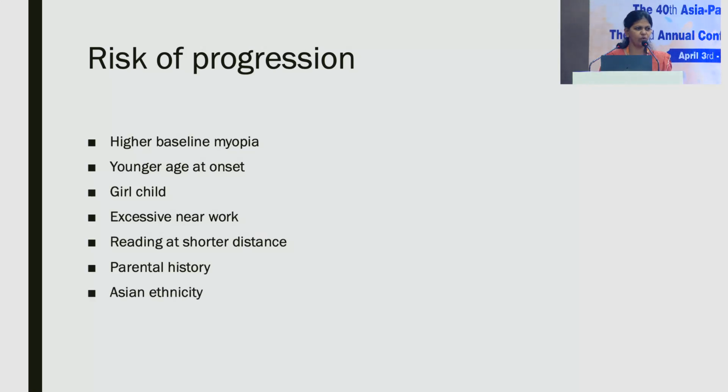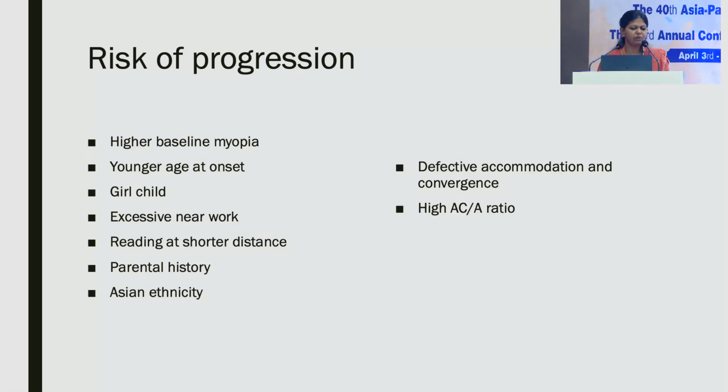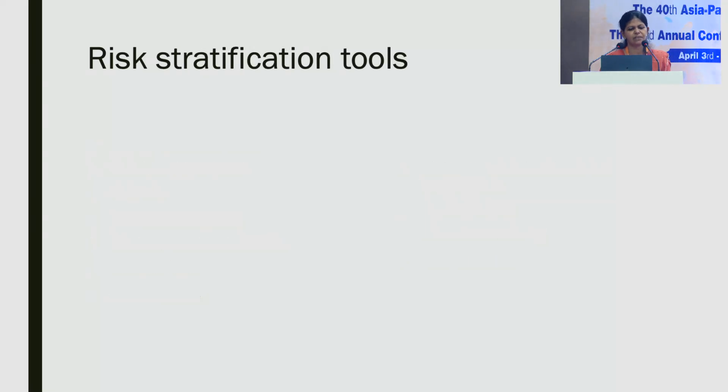Asian ethnicity, of course, again well proven. And defective accommodation and convergence, which sometimes we don't really look into. Defective accommodation convergence, the combination complex, is very, very important, and it can be a trigger for progression. And high AC/A ratio, accommodative lag, because in these situations children accommodate more and myopia can progress faster. And near esophoria, again to reinforce that good orthoptic evaluation is a must.